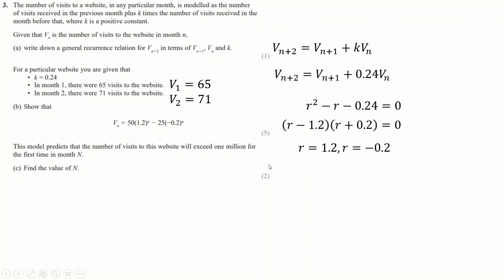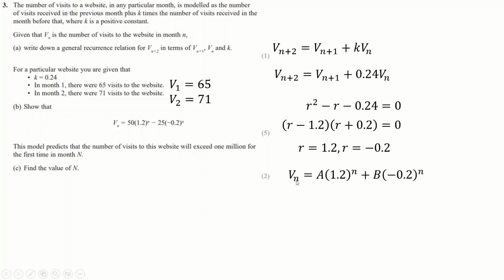That means the answer is Vn equals a lots of this thing to the power n plus b lots of this thing to the power n. This is just the standard setup. If you've got 2 distinct real solutions, it's different if you've got complex or a repeated one. But we've got 2 different real ones, that's fine. And now we just need to use these values here to find a and b.